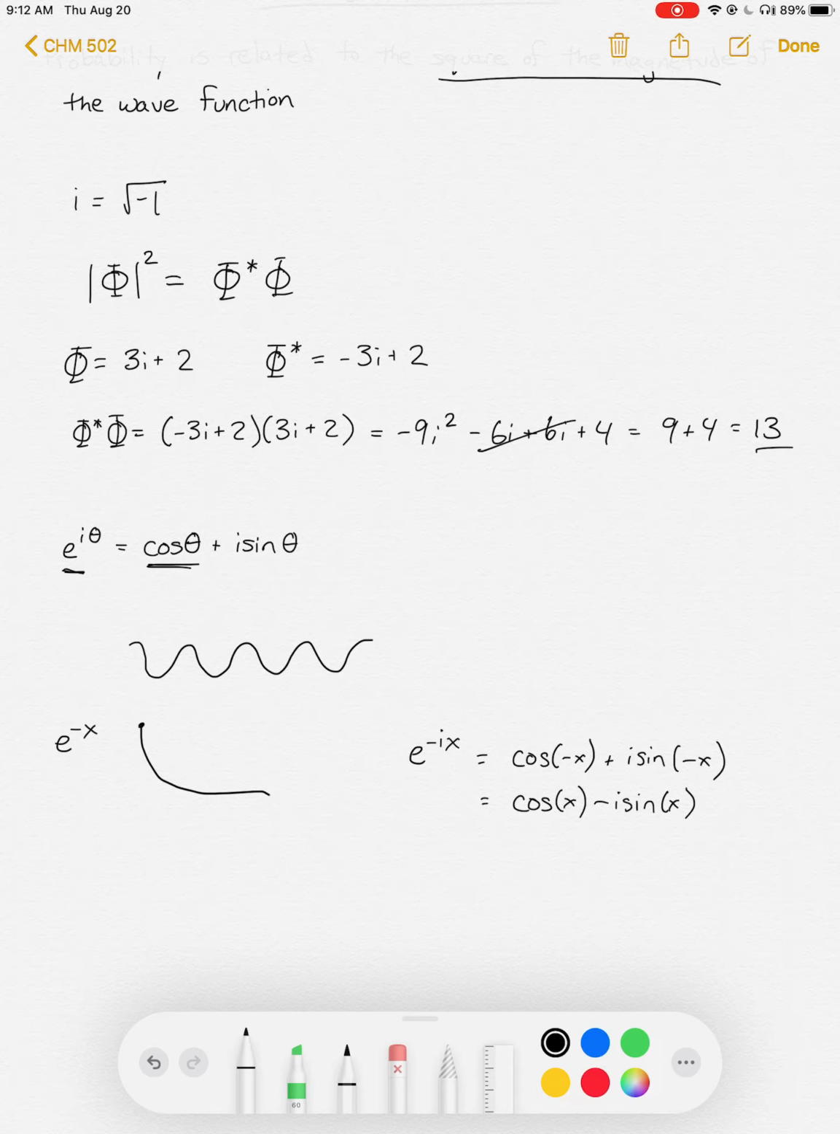And that's something to keep in the back of your mind as you're looking at different kinds of waves, which again, we'll get into way more in the future. I just want you to be familiar with it here. So the main concepts being Euler's formula and then how to multiply the complex conjugate.